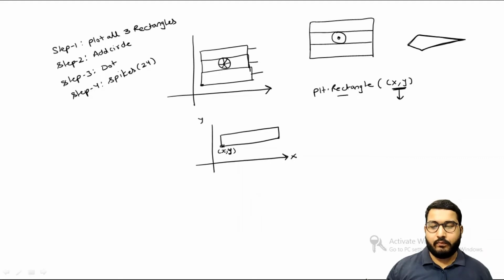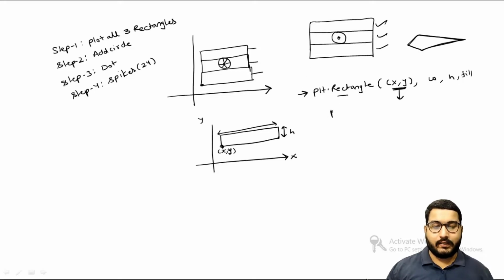So what is the coordinate of this point? Then we also need to add the width and the height. So what is the width that is required, what is the height that is required, and then we can simply plot a rectangle. So using this particular function we can plot all three rectangles, with different colors, so we can fill different colors on these three rectangles.